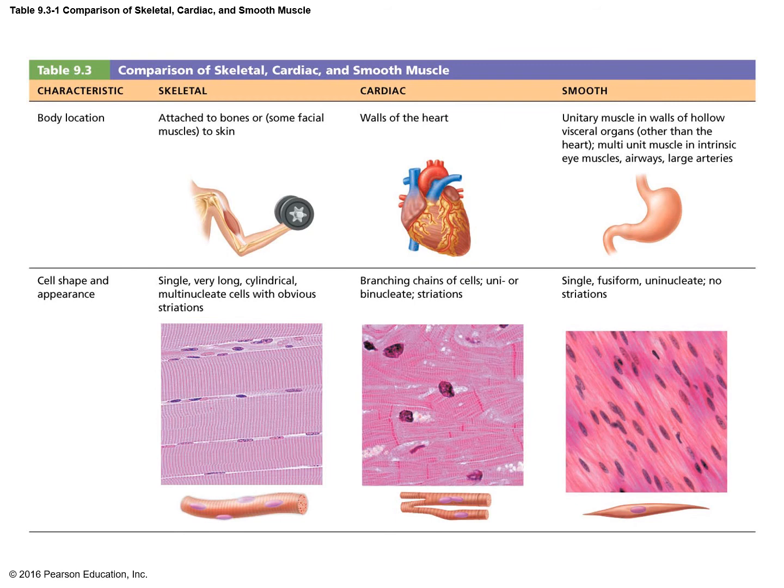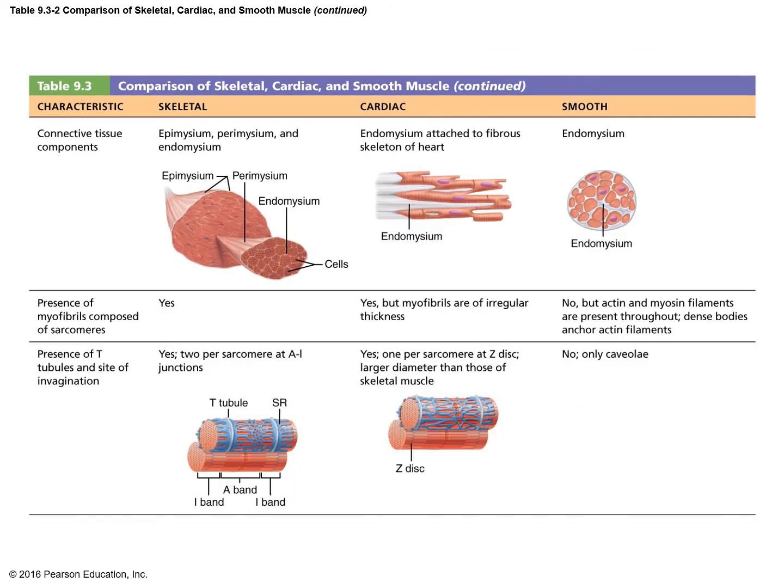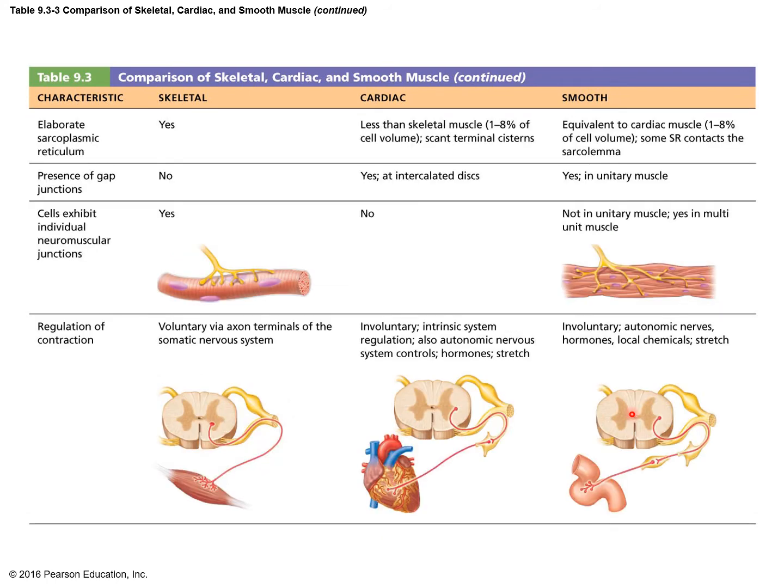So this is showing a comparison, once again, of your skeletal, cardiac, and smooth muscle. Once again, that smooth muscle has no striations to it. It is involuntary, just like cardiac. It does not have the T-tubules. There are gap junctions, those pores from one cell to adjacent cells that fluid can move through.